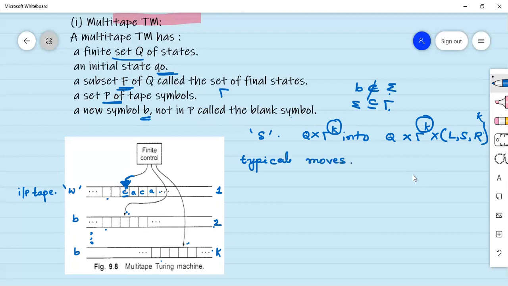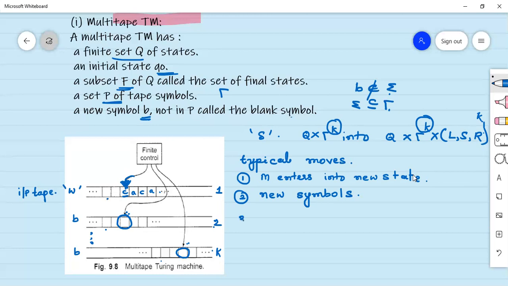What are the typical moves? Obviously, one of the moves is changing the states. So M enters into some new state, right? This is one move. Second one is you will write new symbols in cells, right? You replace some symbol by some other symbol, or you write new symbols. You will write symbols in the cells which are pointed to by the head.